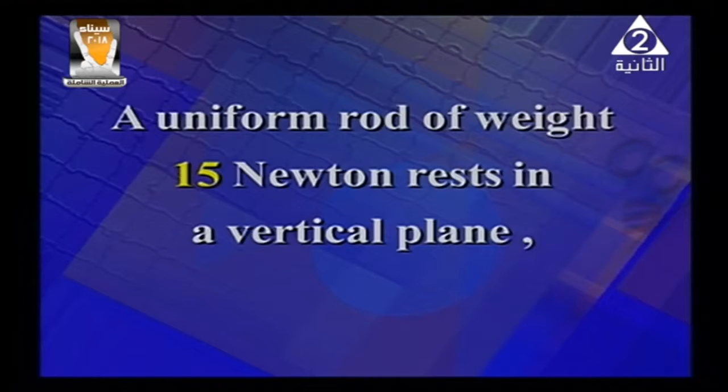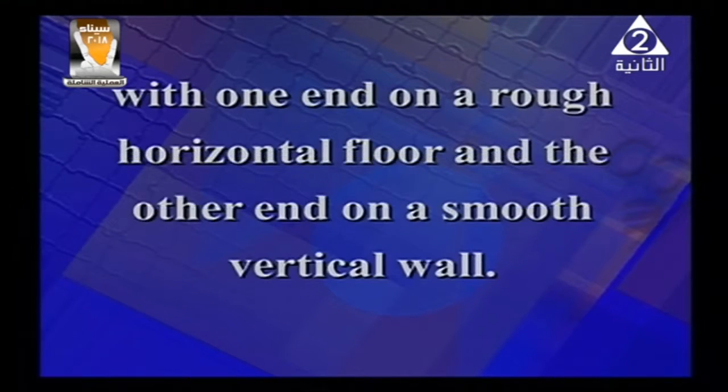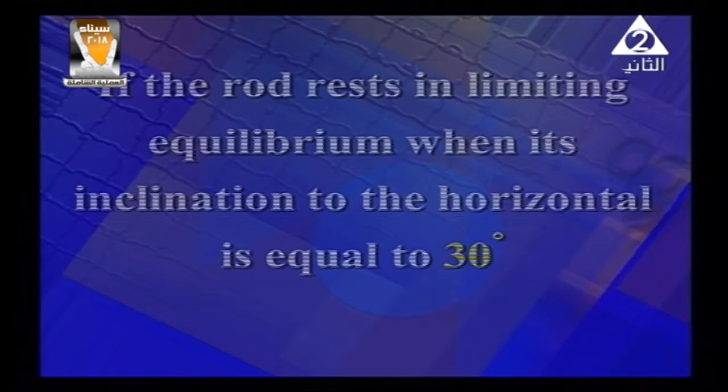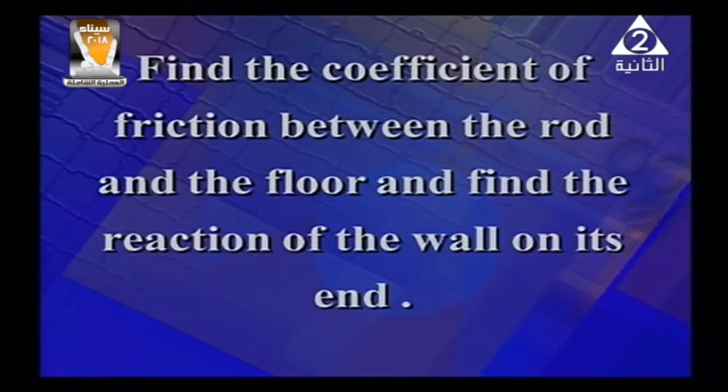Dear student, what do we mean by a uniform rod? A uniform rod has its weight acting at the midpoint of the rod, with one end on a rough horizontal floor and the other end on a smooth vertical wall. If the rod rests in limiting equilibrium when its inclination to the horizontal is 30 degrees, what is required? Find the coefficient of friction between the rod and the floor, and find the reaction of the wall on its end.